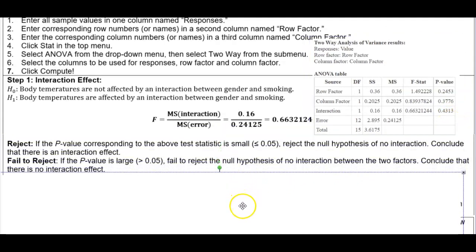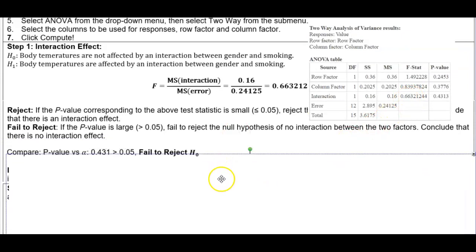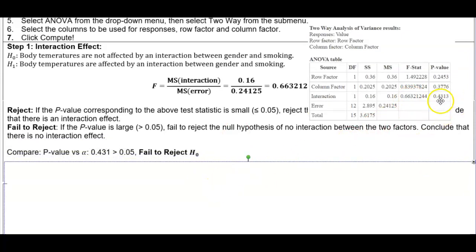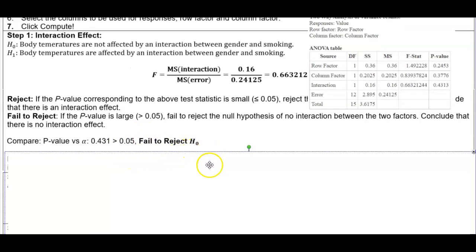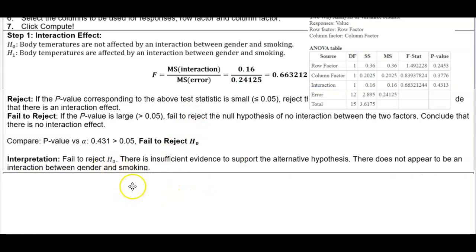So remember here that we reject the null if the p-value is less than or equal to 0.05. We fail to reject if the p-value is greater than 0.05, being the significance. So if we take a look at the p-value, we can see here the p-value of 0.431 rounded to 3 decimal places is greater than 0.05. Therefore, we fail to reject the null hypothesis. So then we would say the following. We fail to reject the null, so there's insufficient evidence to support the alternative hypothesis. There does not appear to be an interaction between gender and smoking.